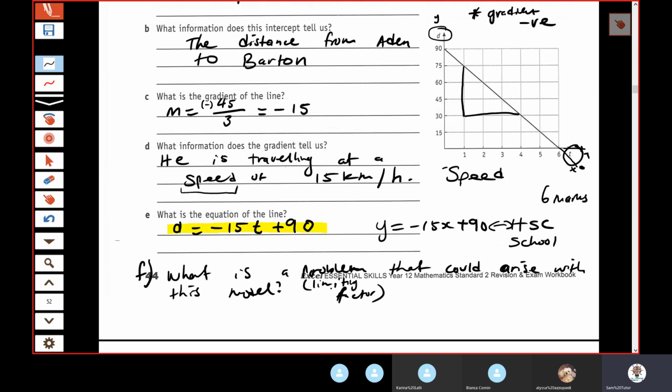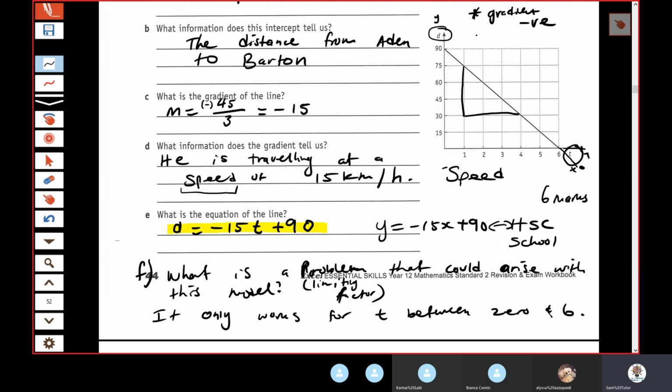So what is a problem that could arise with this model, or what is the limiting factor? It only works for time being between 0 and 6. Anything after that, you can't model because you're going to get negative distance, which is not allowed. Does that make sense to everybody? And it's usually the same style of problem, just so you know. It's not like the problem's ever going to change. It's always because you can't model it.